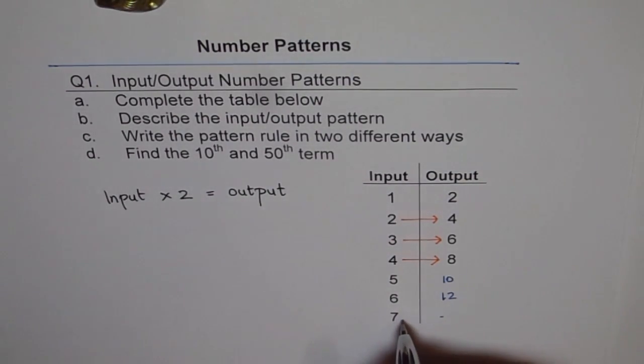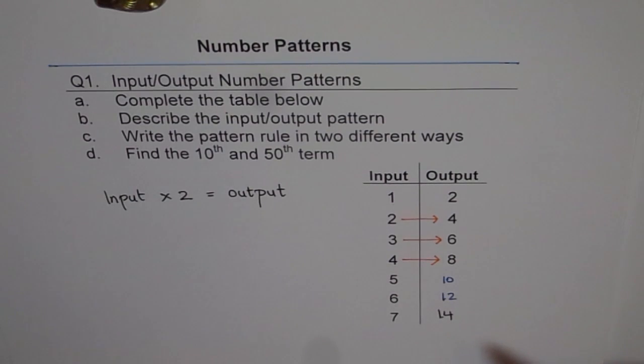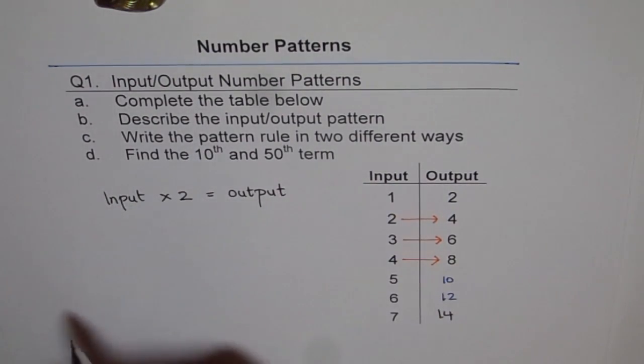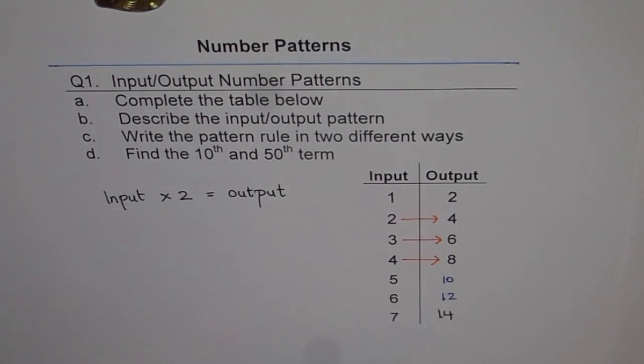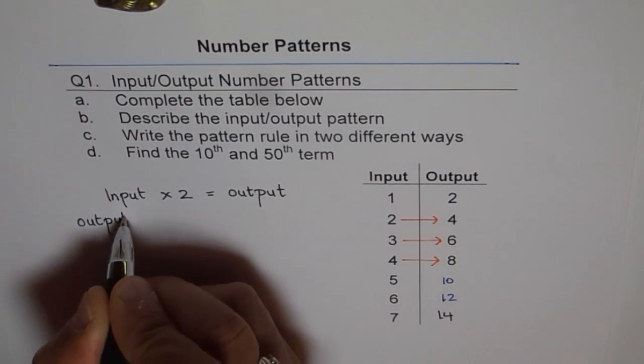So 7 times 2 is, let me double it, 14. So, oh yeah, it works. 12 plus 2 is 14. So it works, correct? So it is a good pattern. See, write the pattern rule in 2 different ways. So what we can do is, look here, output patterns we can write like this. Let me write first output pattern, right?